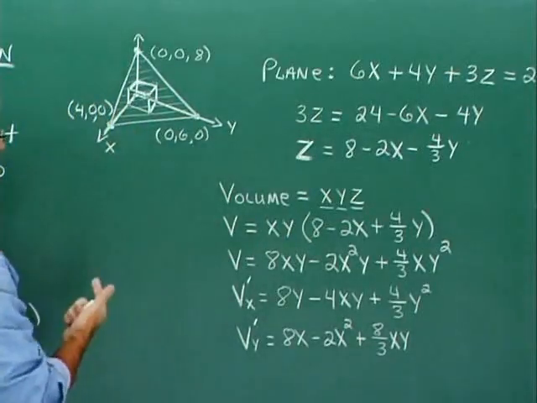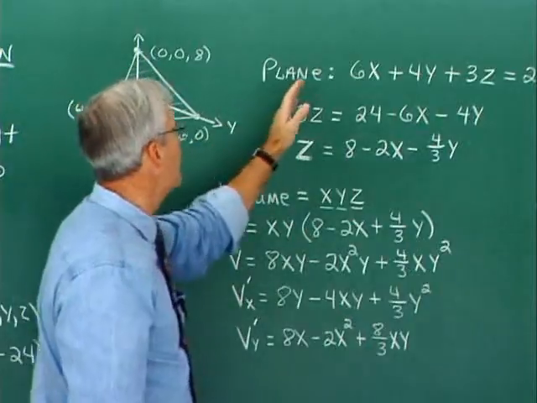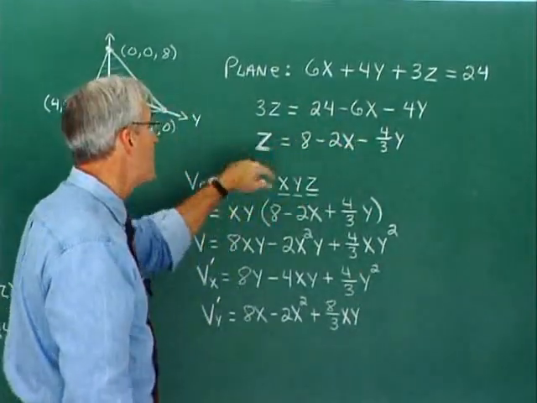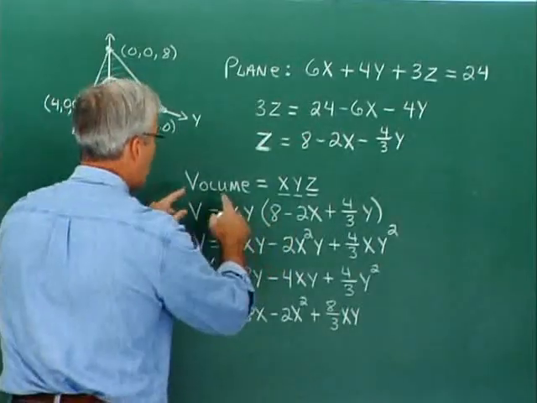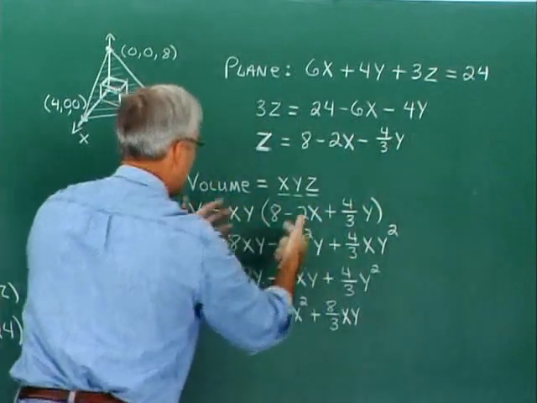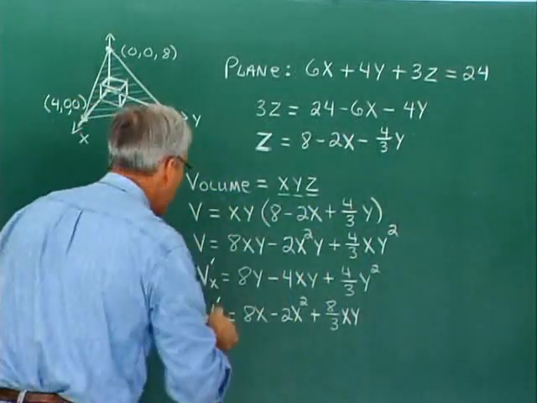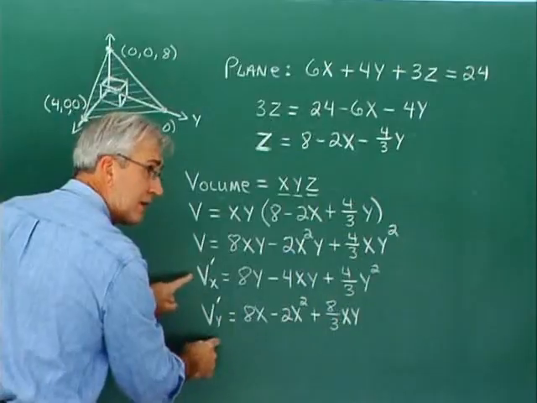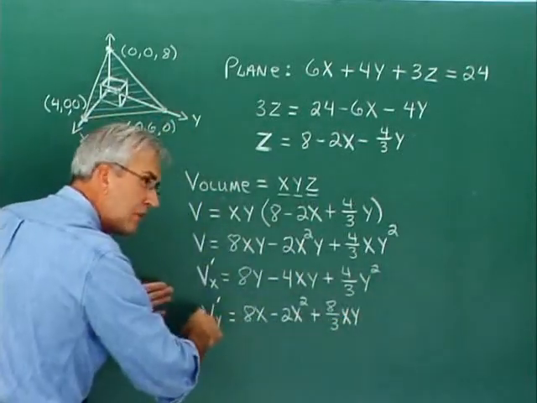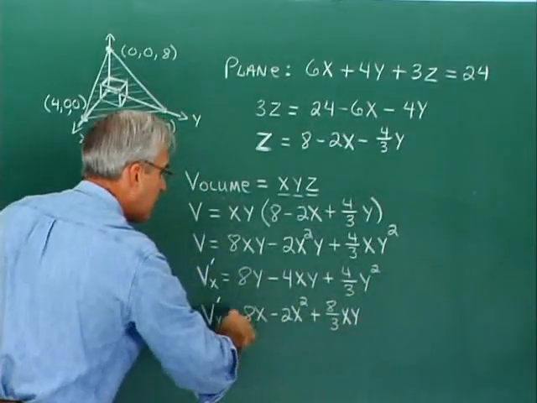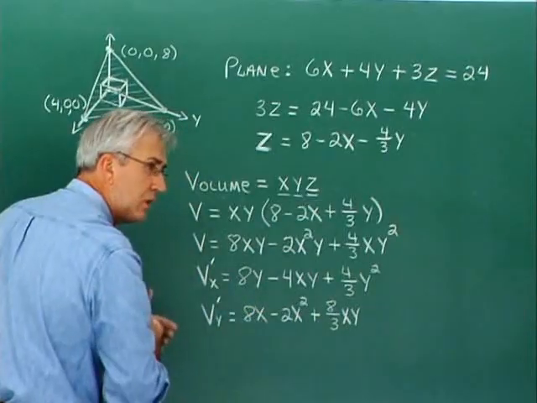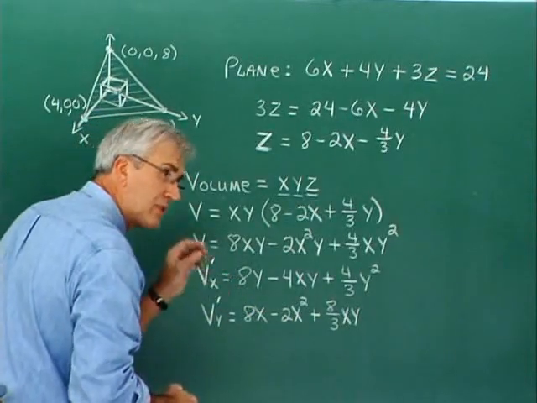Now, the way we approach the problem is this. We said, okay, we have an equation for a plane. We took that equation, we solved for z. Then we put that information into the formula for volume. Volume is x, y, z. We replace z with that expression, and away we go. We bumped into a problem, though, when we took our two partial derivatives. We want the critical values associated with this, so we need to solve these two equations simultaneously. We have two equations and two unknowns, so we should be able to do that, but it's a tough problem.